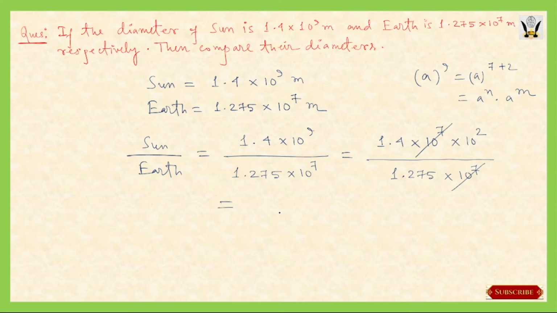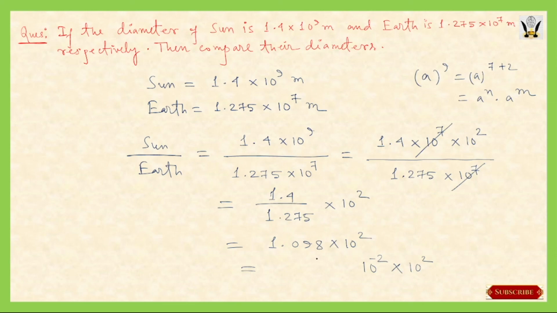Anyway, what we will do next is simply take the ratio of 1.4 and 1.275, and then that will be multiplied by 10 square. If we simplify this value, it will be 1.098, multiplied by 10 square. So 10 square means, if this is the standard form and we want to know the usual form of this value, then this 10 square has to be removed, and to remove it we multiply by 10 to the power minus 2. So this will cancel each other.